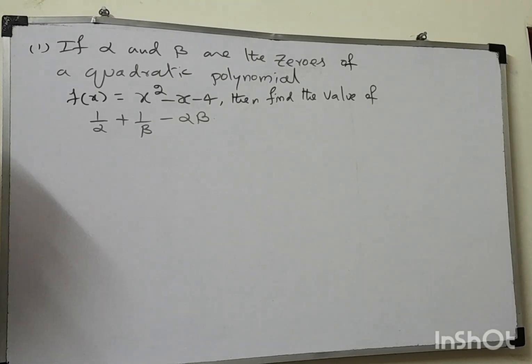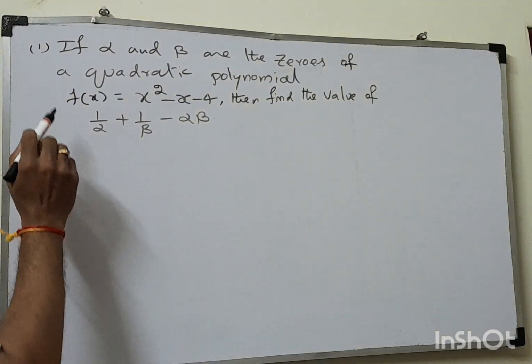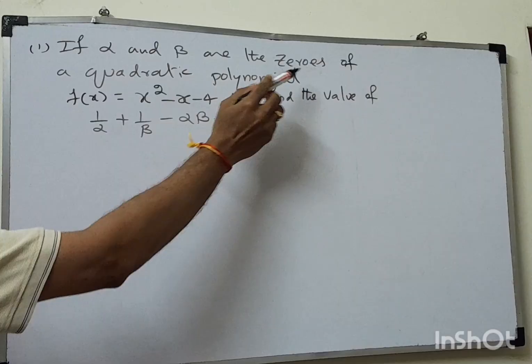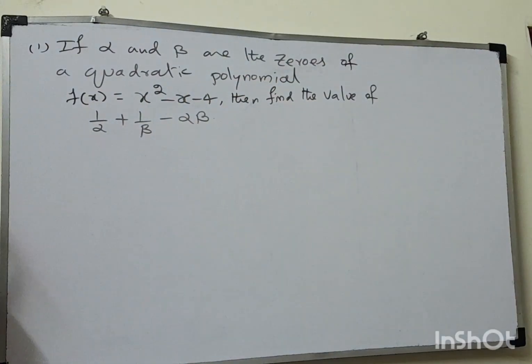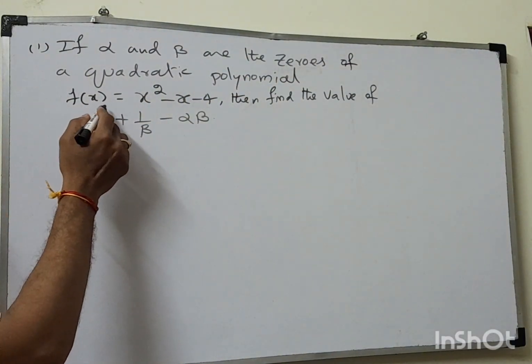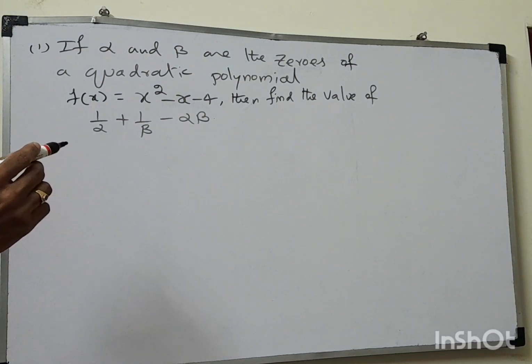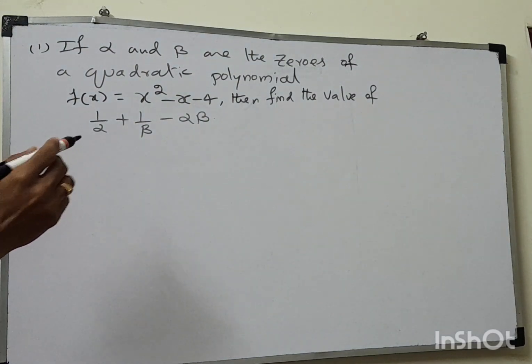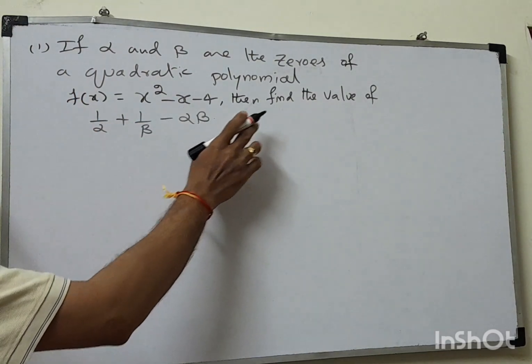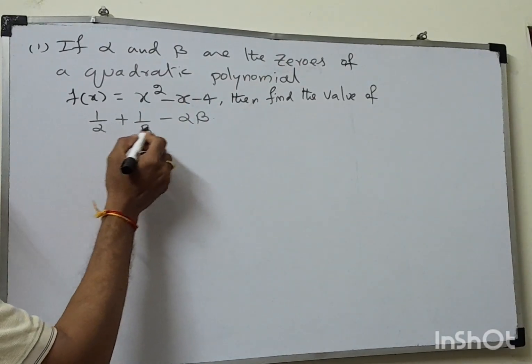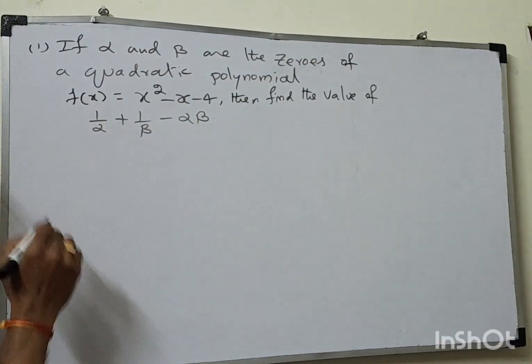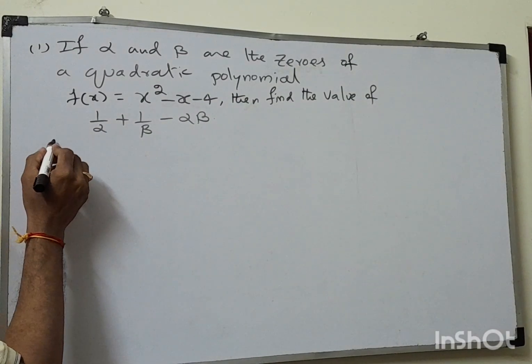Today we will be seeing class 10 mathematics, some questions from the lesson polynomials. This is the question given. If alpha and beta are the zeros of a quadratic polynomial, the polynomial f of x equal to x square minus x minus 4, then find the value of 1 by alpha plus 1 by beta minus alpha beta.